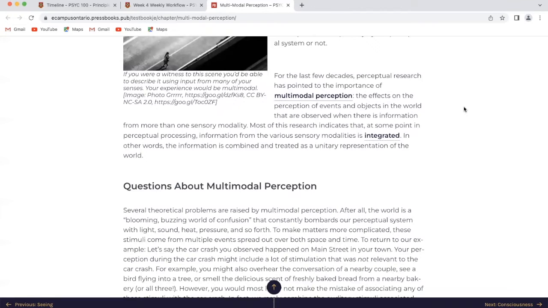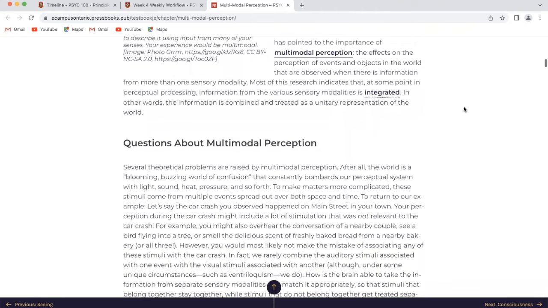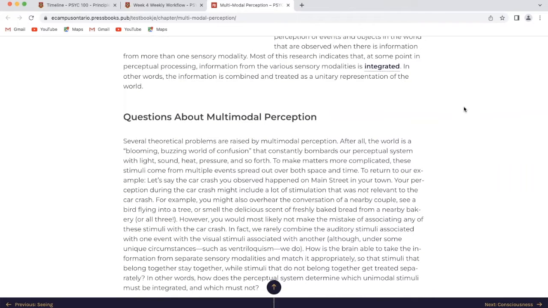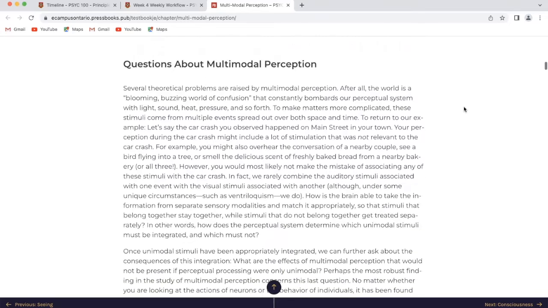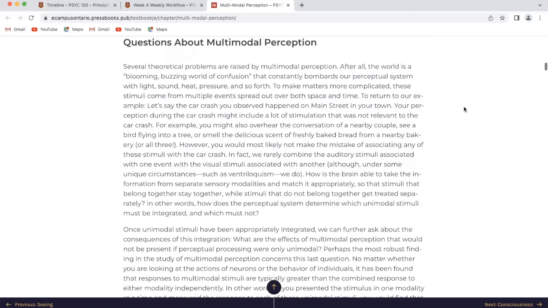Questions about multimodal perception. Several theoretical problems are raised by multimodal perception. After all, the world is a blooming, buzzing world of confusion that constantly bombards our perceptual system with light, sound, heat, pressure, and so forth. To make matters more complicated, these stimuli come from multiple events spread out over both space and time.